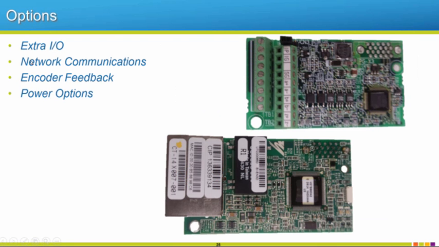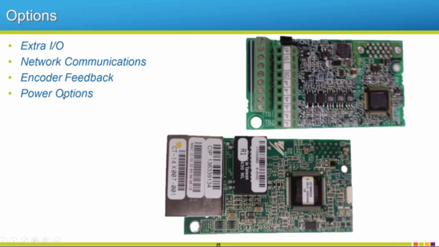And then we have our options. Our available options: you can get extra option cards where you can get more I/O, more inputs, more outputs, more analog or more digital inputs through our drives if you need more than what's on the terminal board already. We have tons of network communication options. Some of them are even included in some of our drives. And then encoder feedback, so you can get that really tight, servo-like control with just a small little option card.